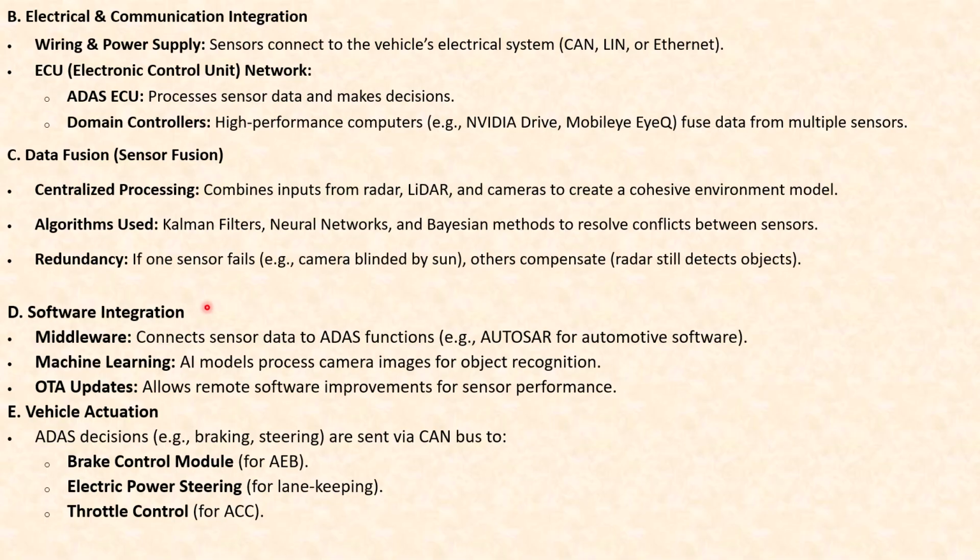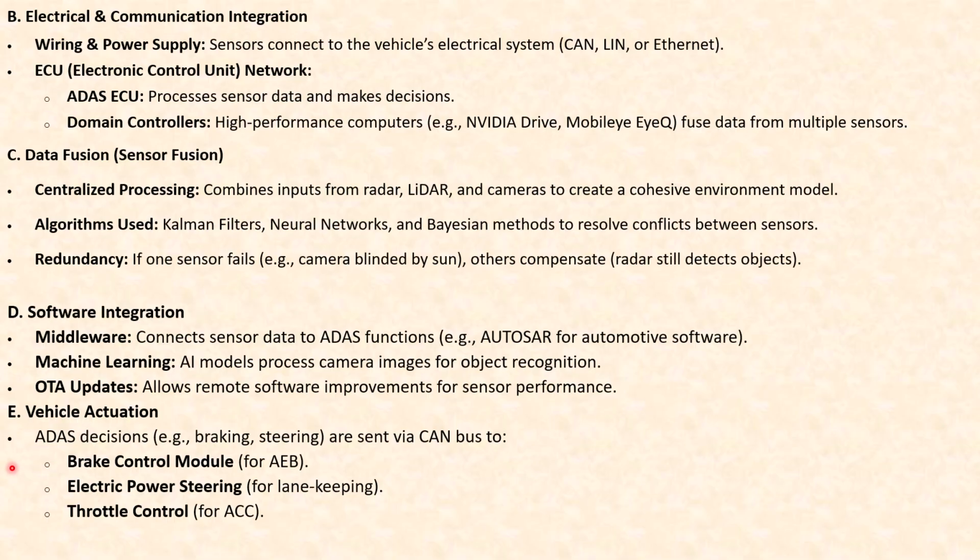Next comes software integration. When it comes to software integration, middleware is very important because middleware connects the sensor data to the ADAS functions. It may be through AUTOSAR or any other firmware software. Next comes machine learning. AI models process camera images for object recognition. This is very important, especially as machine learning and deep learning are drastically rampant in the automotive industry for software integration. And next come OTA updates, which allow remote software improvements for sensor performance.